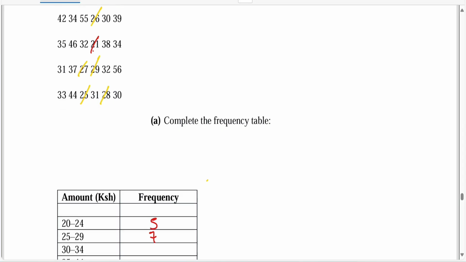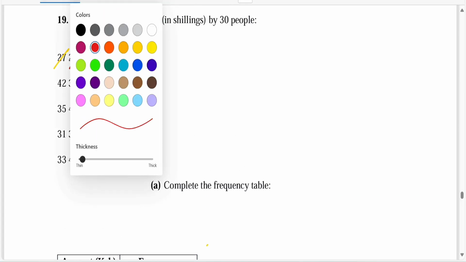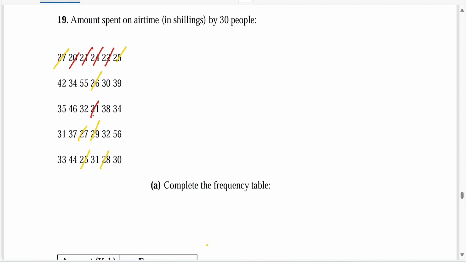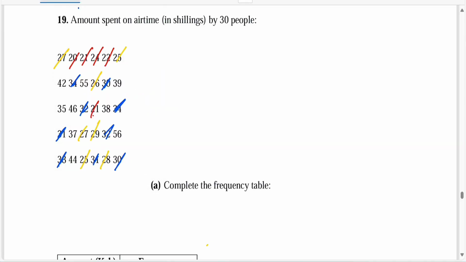We also have 30 to 34. Let's use another one. 30 to 34. This one. This one also. This one, and this one, and this one. So 1 2 3 4 5 6 7 8. So those are 8 numbers. Frequency of 8.